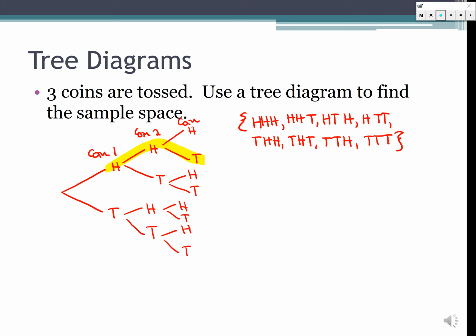Again, that tree diagram is just helping us ensure that we get all the unique possible outcomes. We don't have any repeats in there, and we don't miss one. I know some of you are thinking, that's kind of a pain to have to draw that out versus just trying to list them. But sometimes just trying to list them can take longer, and you might miss a possible outcome. So tree diagrams can be very helpful in that regard.